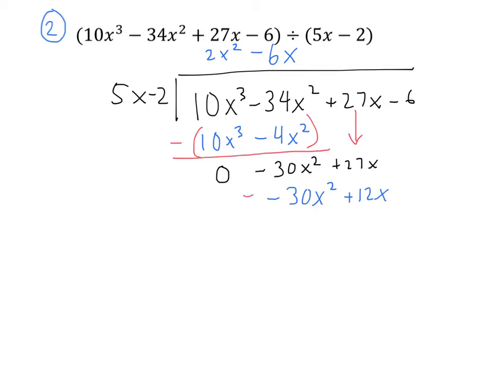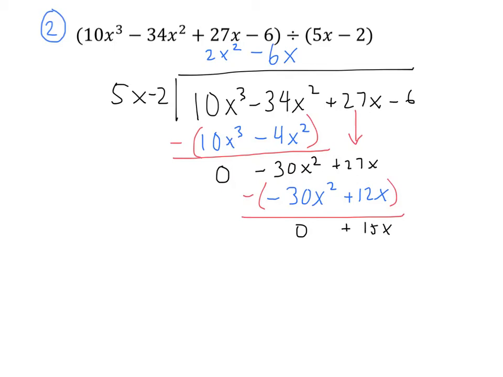Now we're going to subtract. All right, just like before, you got to be careful with your subtraction. So negative 30x squared minus a negative 30x squared. This is going to become plus. So negative 30x squared plus 30x squared is going to be 0. Over here, 27x minus 12x is going to be 15x.